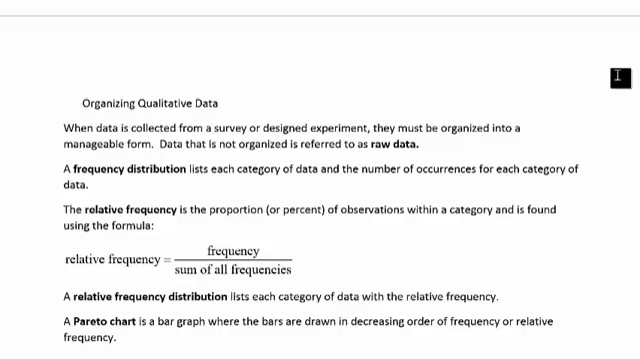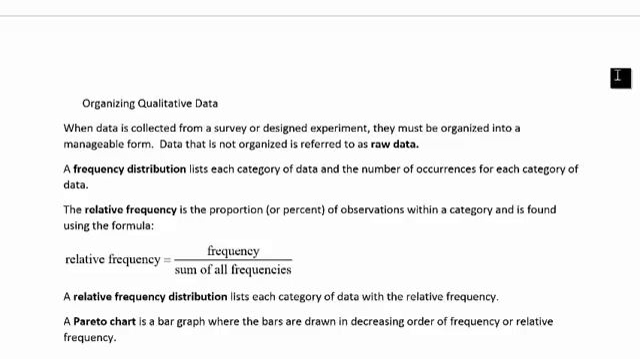So a couple of keywords and terms that would be helpful to know is when we first collect the data, it's in what's called raw form. Raw data is any data that's not organized. We're going to go through how one organizes it.